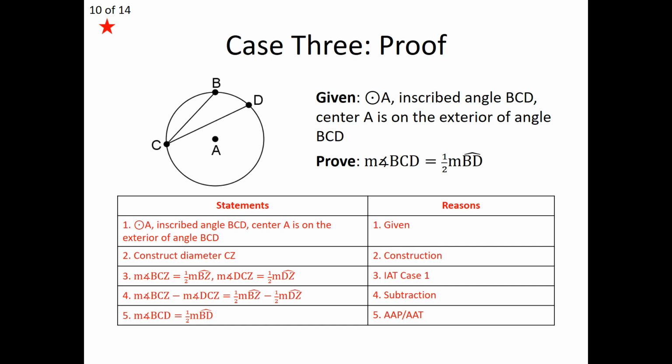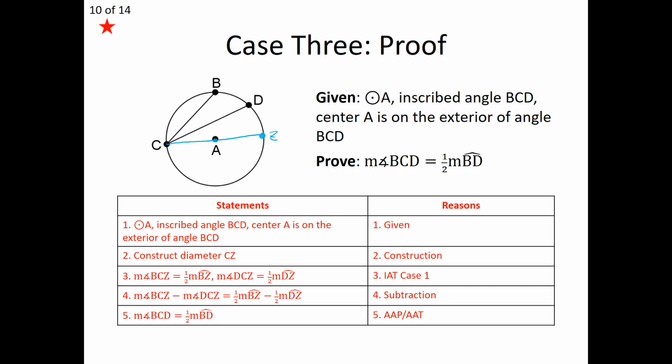So the very first thing we do right off the bat, once we've got our diagram, our given and proof statement set up, and we've got our statement 1 listed, which is our given, I'm going to construct again that same diameter as before, passing the center of our circle, point A, and let's call the opposite point there Z. So step 3 is identical to what we saw before.